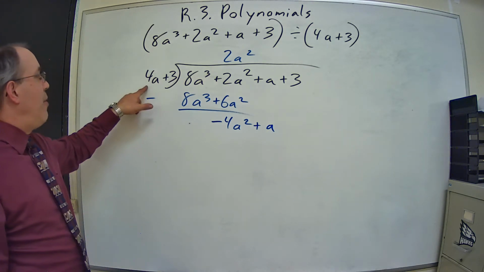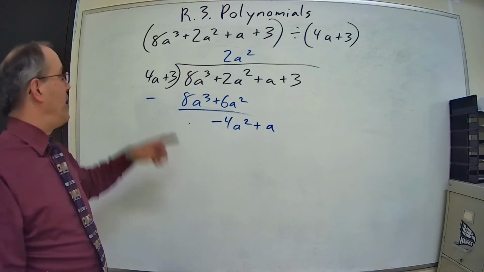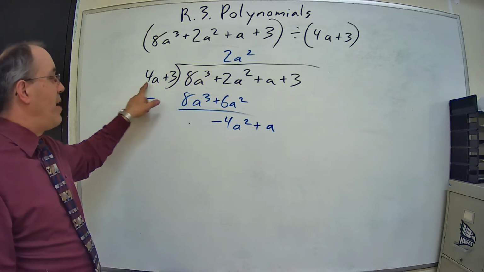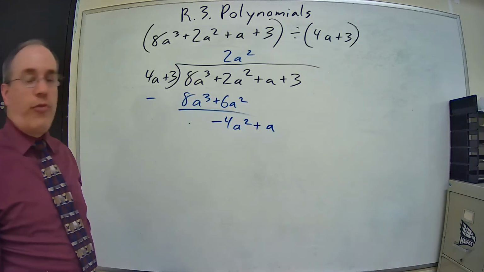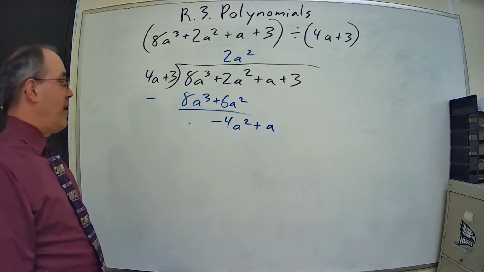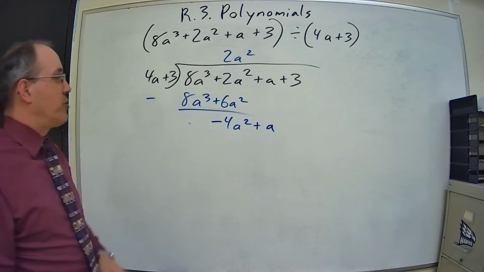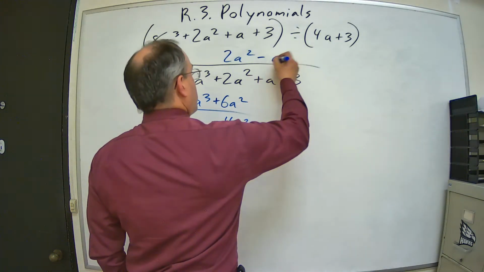Now we say, how many times does 4a go into negative 4a squared, or what do I need to multiply 4a by to get negative 4a squared? And I can see that I need a negative 1a. 4 times negative 1 gives me negative 4, a times a gives me a squared, so minus a.